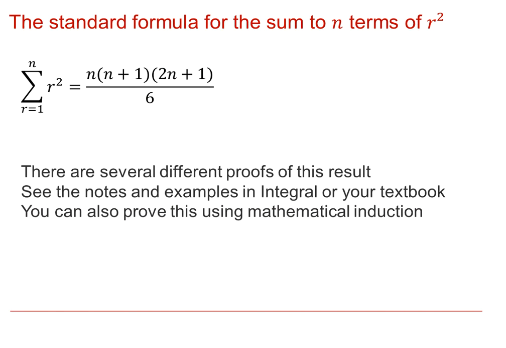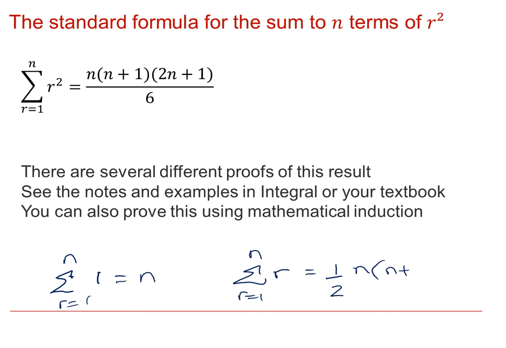In previous videos we noted that the sum from r equals 1 to n of 1 equaled n, and that if we summed r, then we had half of n times n plus 1. Here is the standard formula for the sum to n terms of r squared, and it is n times n plus 1 times 2n plus 1 all over 6.